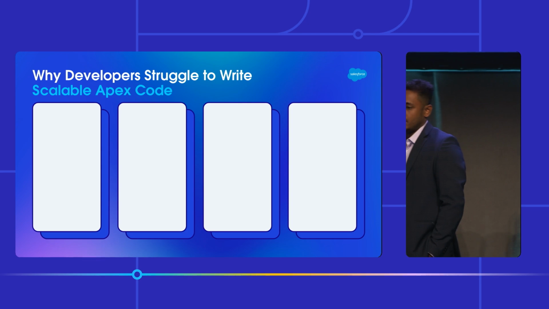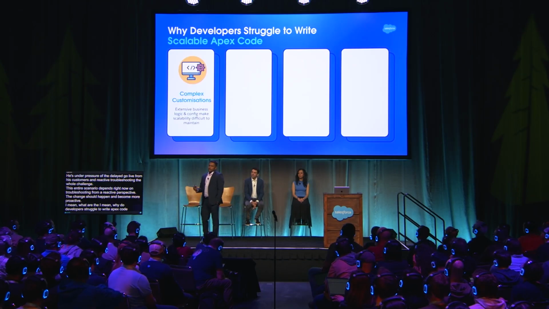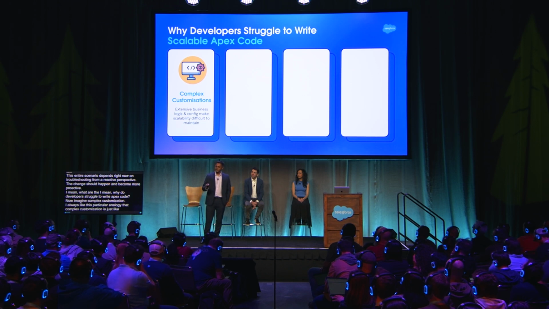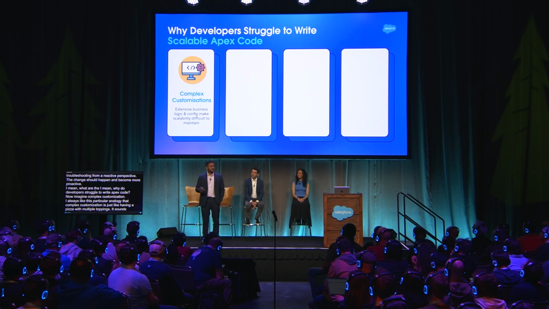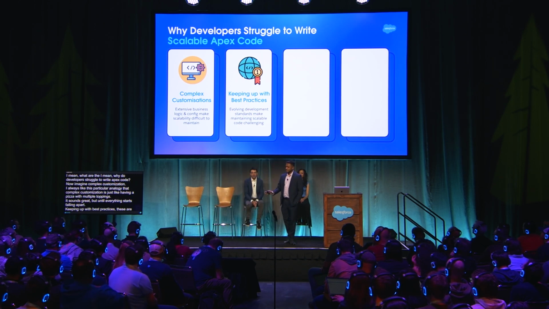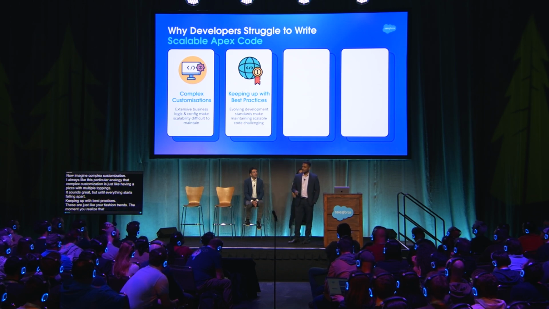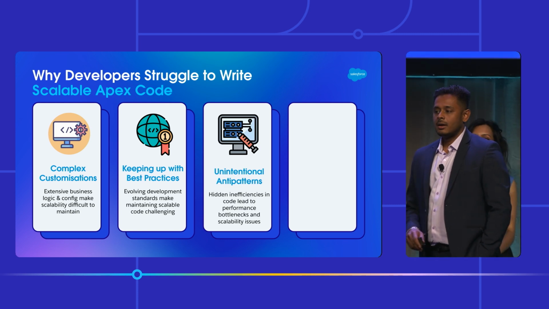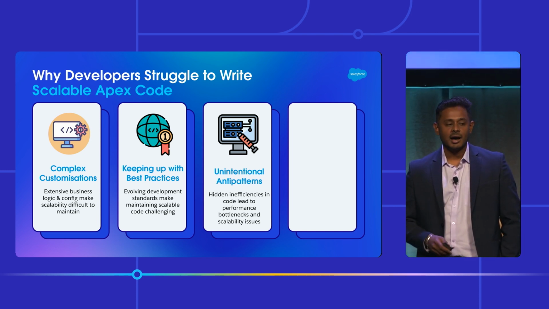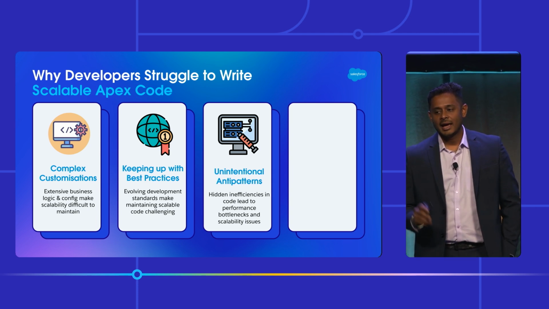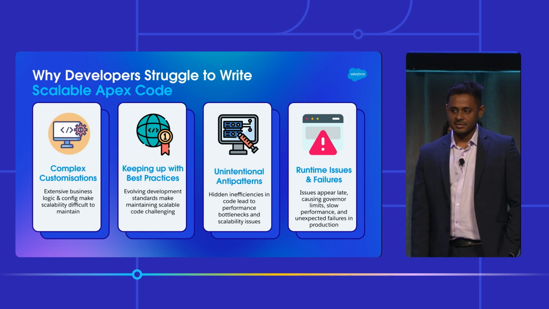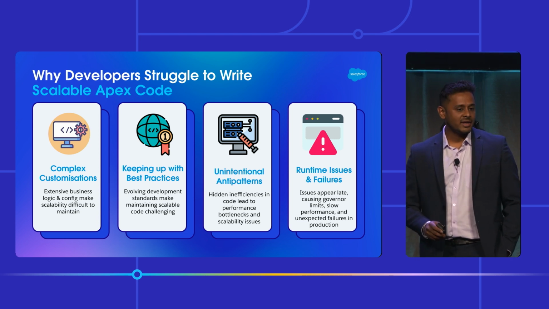Why do developers struggle to write Apex code? Now imagine complex customization. I always like this particular analogy: complex customization is just like having a pizza with multiple toppings. It sounds great, until everything starts falling apart. Keeping up with best practices is just like following fashion trends. The moment you realize you are on top of the game, something new comes up. I'm pretty sure most of you would have written emails with some typos. You don't realize it until you hit the send button. And that's what unintentional anti-patterns are. And runtime issues are just like unwelcome guests at a house party, always at the worst possible time.